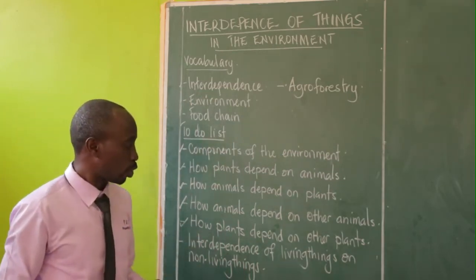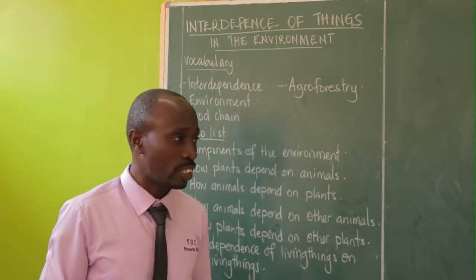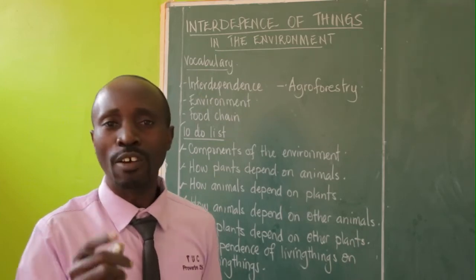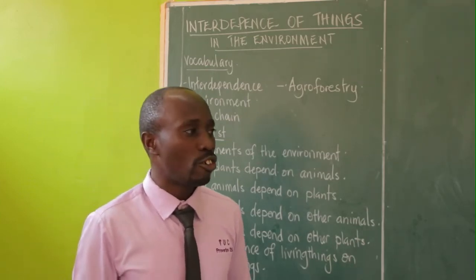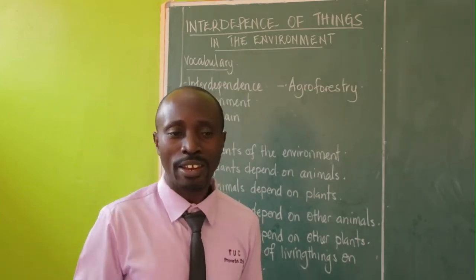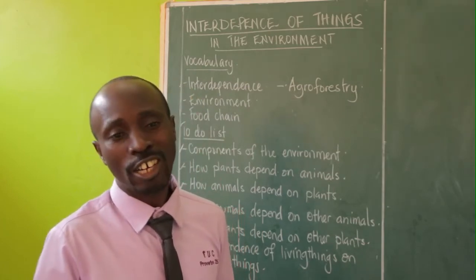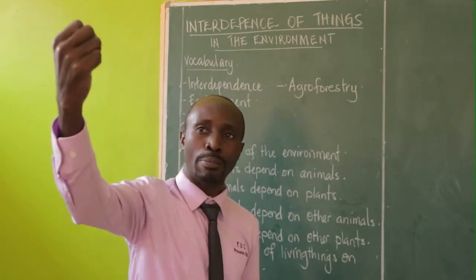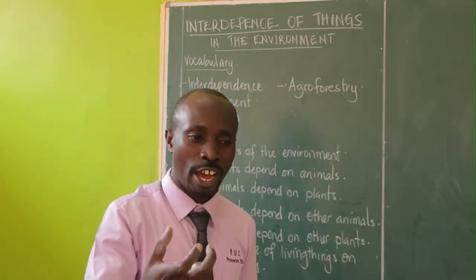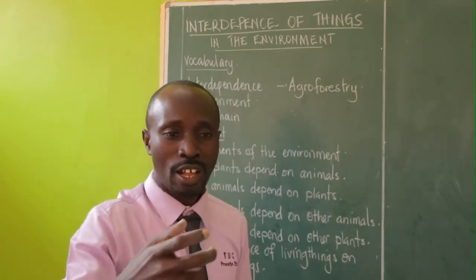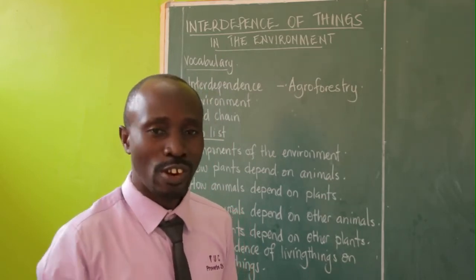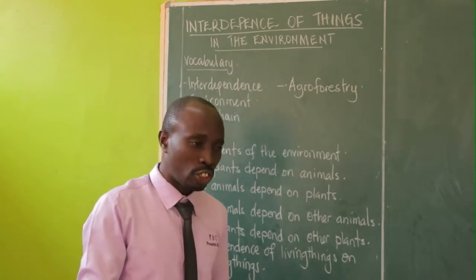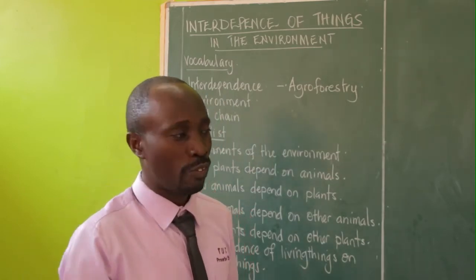We can look at also improving soil fertility. We have plants like legumes. Remember, legumes have root nodules, and root nodules have bacteria in them. The bacteria are called nitrogen-fixing bacteria. Such bacteria help to trap nitrogen from the air or from the atmosphere, convert it into nitrates, and add it in soil. Okay? By so doing, they are improving soil fertility.